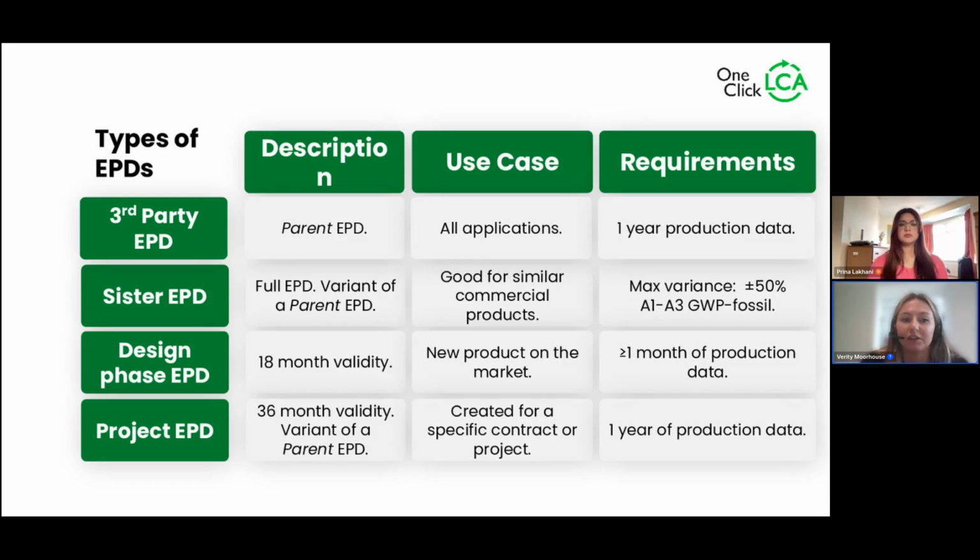And then a project EPD, generally you would produce these for a specific project or a client if they have quite a bespoke assembly. So they only last for 36 months. Obviously, you don't want to be doing this on every single project that you sell your products to, or every single client, because it can become quite time consuming, quite expensive. But they do have their place. So if you are providing something that's really bespoke for a client and they particularly want you to have an EPD for it, then a project EPD would be the best route to go down.